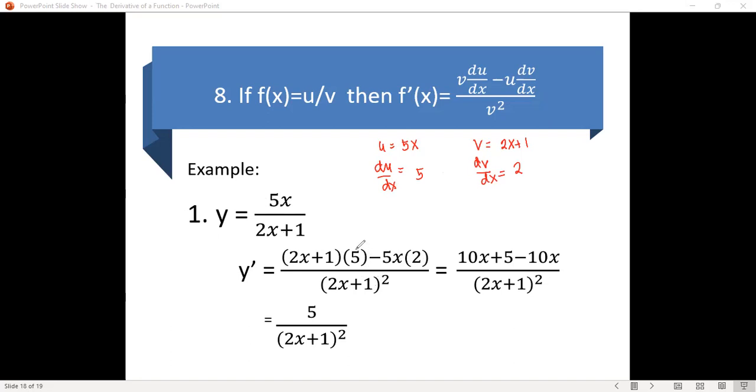So applying the distributive property, we have 5 times 2x, 10x, 5 times 1, 5, and 5x times 2 is minus 10x. So 10x and minus 10x will cancel out. So what's left in the numerator is 5. So the final answer is 5 over 2x plus 1 squared. Okay?